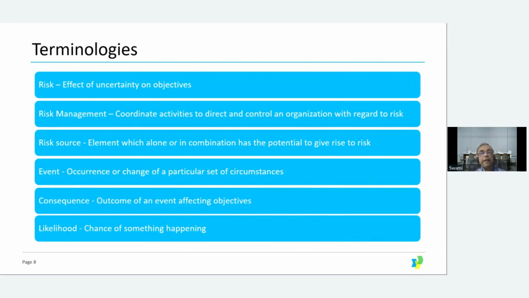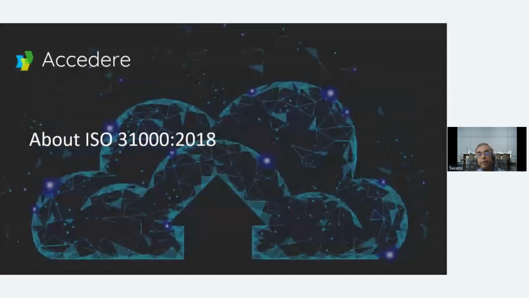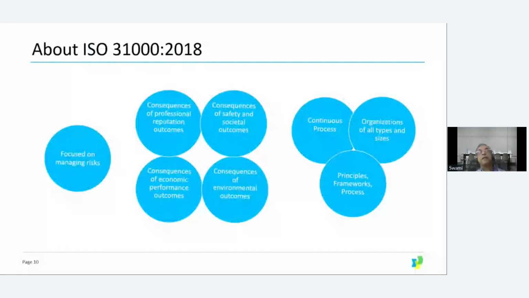Now, coming back to the standard, what is that standard? The main focus of this standard, 31000:2018, is primarily on managing risks. What are all the different types of risks that we have? It can be operational risk, financial risk, or strategic risks, and all that.